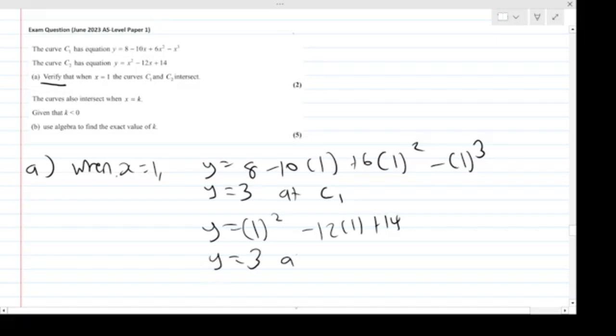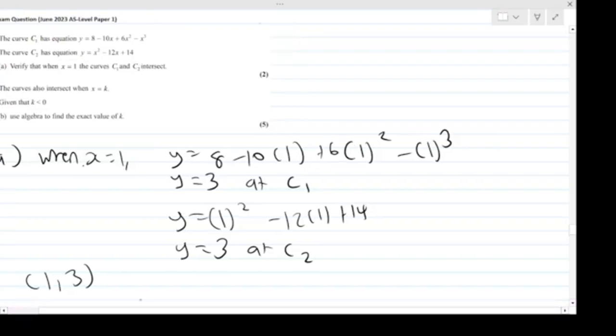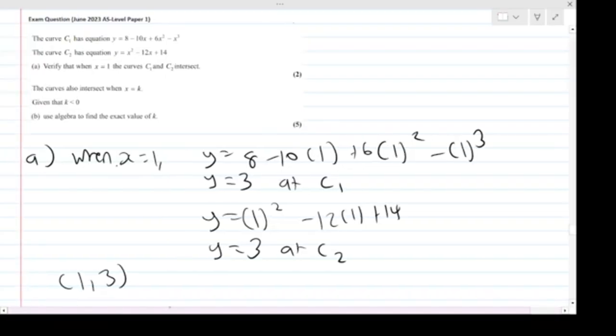So at C2, the y values are the same. Well, that means the coordinate (1, 3) is on the two curves. That same point, when x is 1, y is 3, lies on both curves. So therefore we can say it lies on both curves.